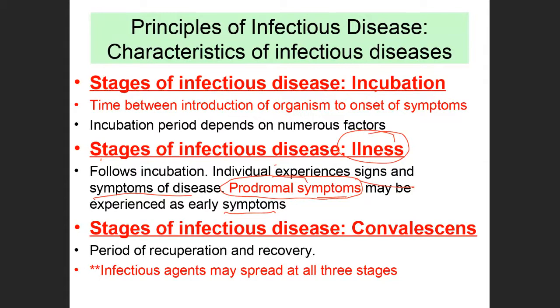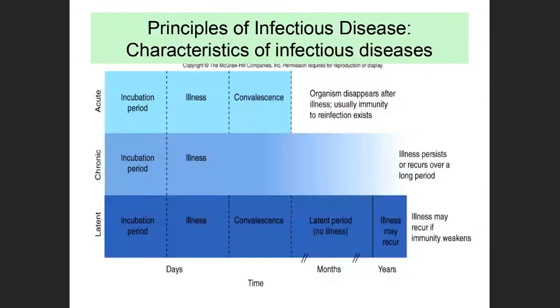After the patient has gotten over the illness, he goes into the period of convalescence, the recovery from the illness. A patient is typically considered infectious in all 3 stages, even if technically it may not be. So when you look at these three stages of an infectious disease, you can distinguish between acute, chronic, and latent types of infections.